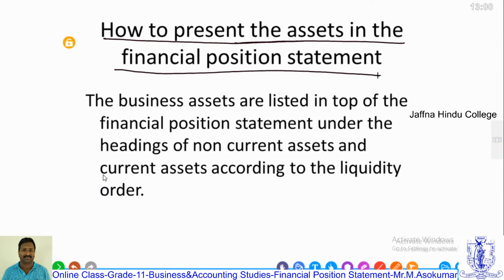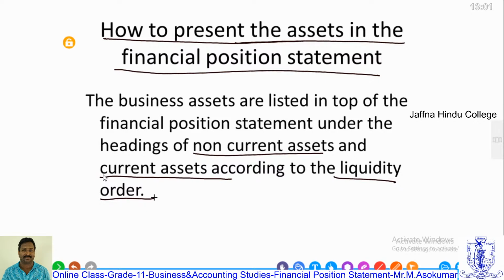The business assets are listed at the top of the financial position statement. At the top of the statement, these assets are listed under two headings. They are non-current assets and current assets. Under these headings, the assets are listed according to liquidity order. Liquidity order. This is the presentation of assets in the financial position statement.